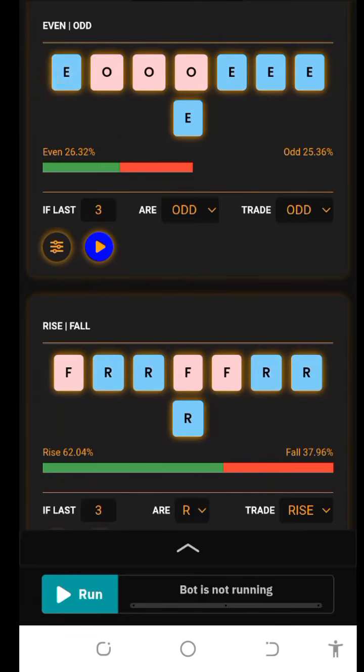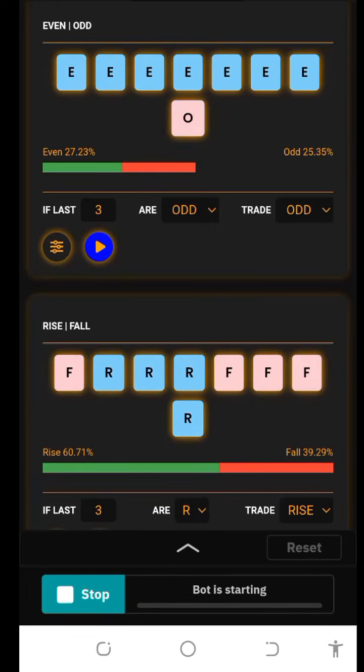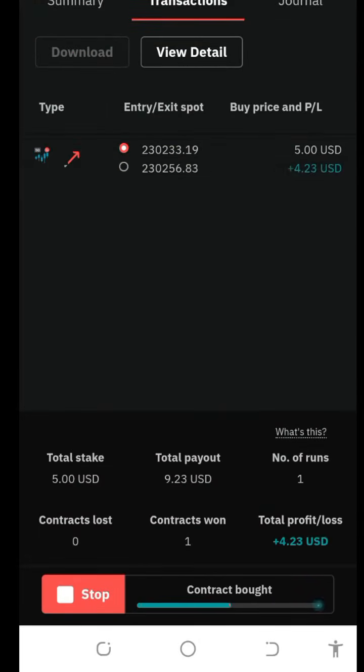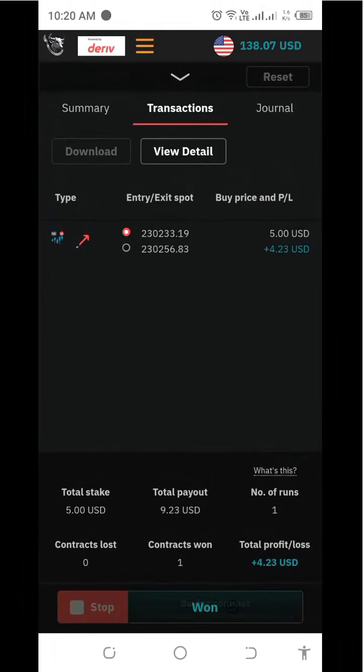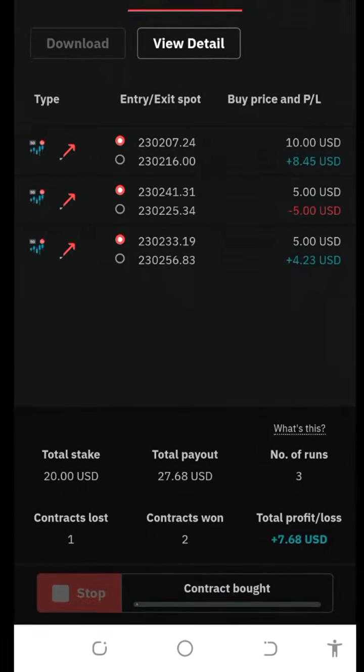So we are waiting for several falls. Second fall, third. We've entered with 3 falls. Okay, we've entered with 3 falls. Let us see how this takes us.